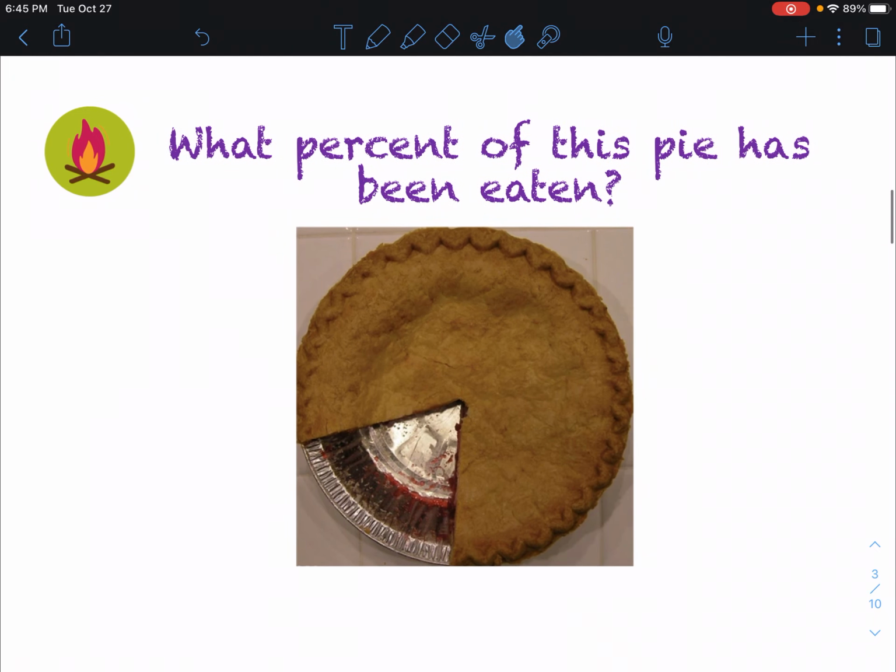Okay, before we get started, I would like you to look at this picture and estimate what percent of this pie has been eaten. We'll pause here.